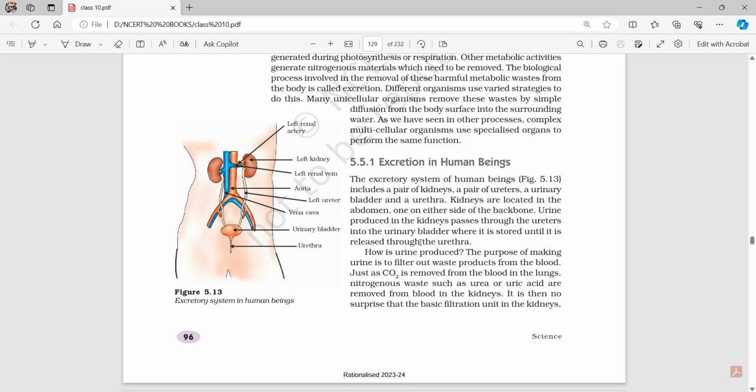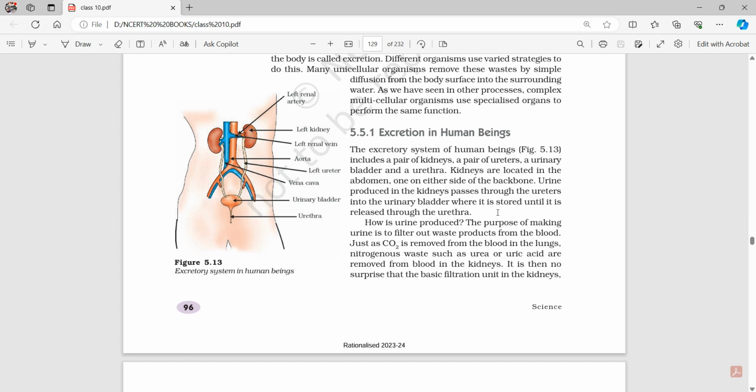5.5.1 Excretion in human beings. The excretory system of human beings, figure 5.13, includes a pair of kidneys, a pair of ureters, a urinary bladder, and a urethra. Kidneys are located in the abdomen, one on either side of the backbone. Urine produced in the kidneys passes through the ureters into the urinary bladder, where it is stored until it is released through the urethra. How is urine produced?